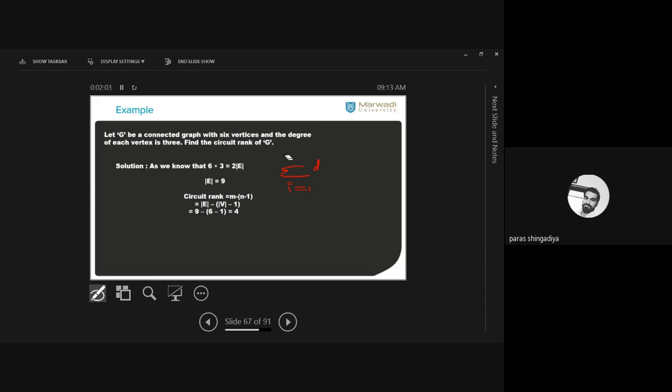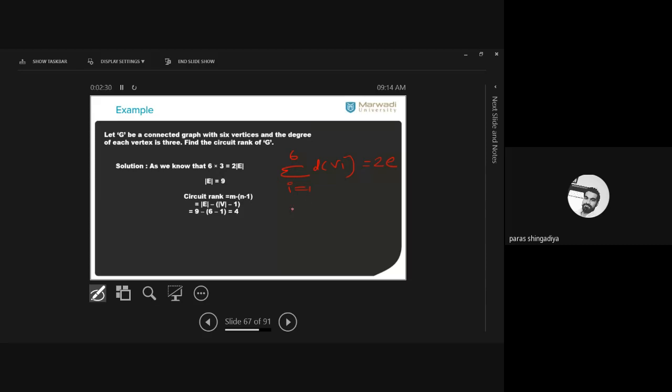So the sum of i from 1 to n of degree of vi. Here how many vertices are there? That is 6 vertices. So i from 1 to 6, degree of v1 plus degree of v2 plus degree of v3 plus up to degree of v6, that is equal to 2 times e. So what is the degree of all the 6 vertices? Everyone's degree, what is it? That is equal to 3.